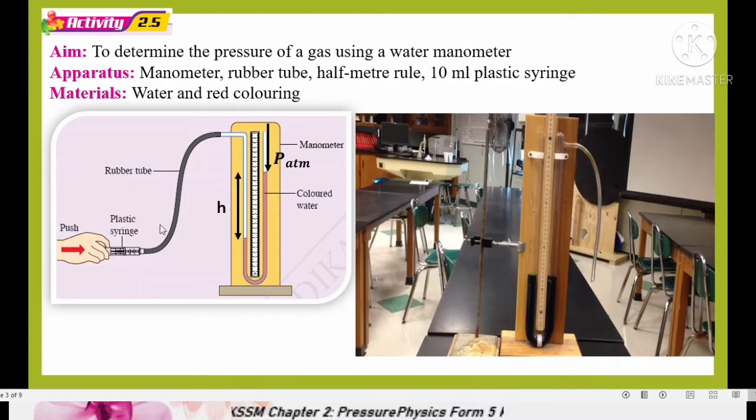Okay, so you can see once you push the piston or you lower down the volume of air in the syringe, what happens to the level of colored water? So you can see there will be a difference in level of colored water, that is H centimeter of water. Okay, let's watch this video so that you will understand this topic clearly.